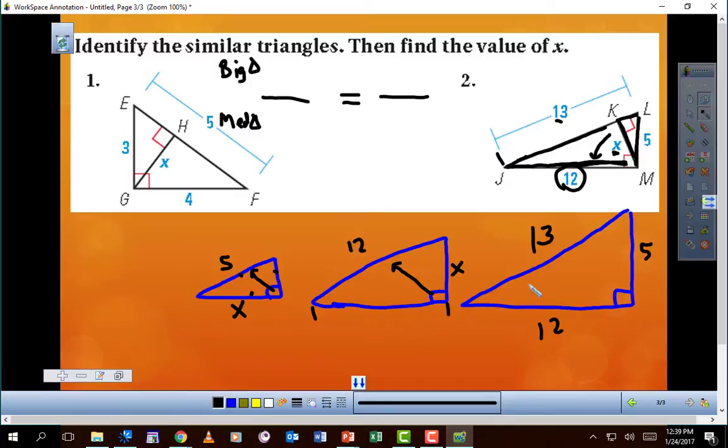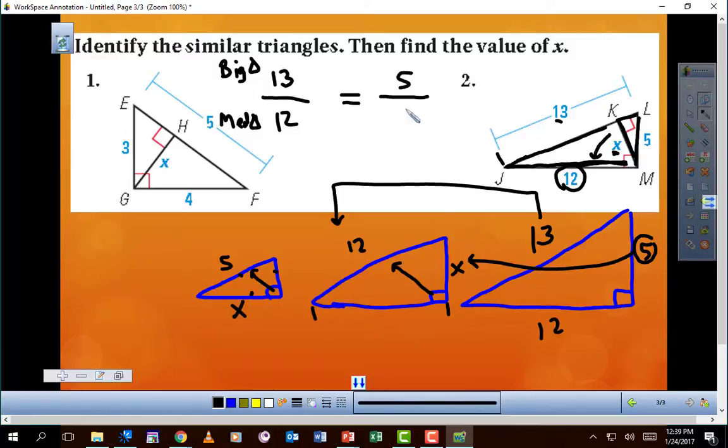You can even go from the small to this large triangle, as long as you set it up the same on both triangles. So anyhow, this side matches up with this one, so I'm going to put 13 is to 12. And then I've got to get the x in the equation somehow. So now I'm going to use the big triangle again. I'm going to say this one matches up with that one. So 5 is to x.